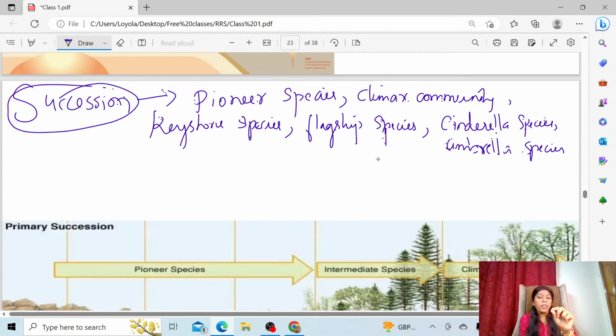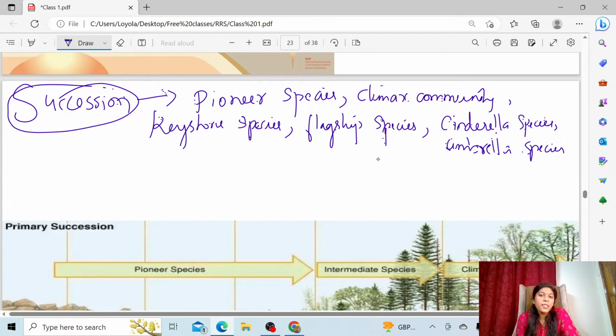So mesmerizing, and what they do, this flagship species will attract investment for their protection. In this way they are useful: they attract investment for their protection, and through that investment they are able to protect the entire ecosystem also. If companies are investing money for protecting tigers in the name of Project Tiger, with that they are also going to save the Sundarban ecosystem itself. Okay, so this is called flagship species.